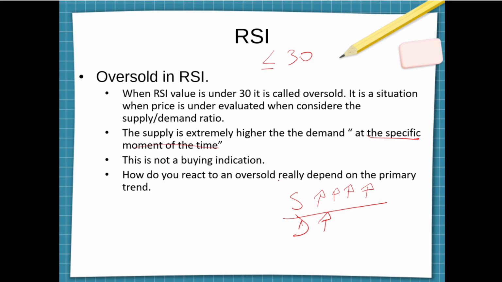How you react to an oversold really depends on your primary trend. Like I said, in a bearish situation, you might need to reduce a short. But in a bull trend, you need to go to a lower time frame. For example, if you see that under 30 in a bull trend on a daily time frame, you might need to go down to the 4 hour and the 1 hour and look for signs of reversal to enter a long position. That is if this is a bull trend.